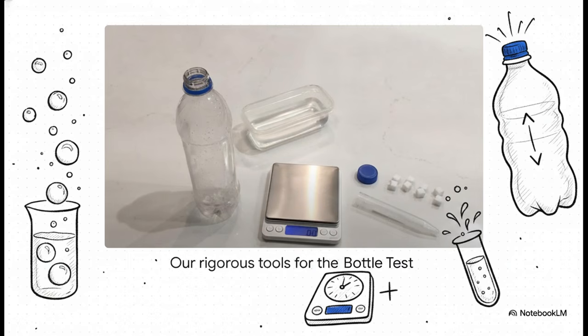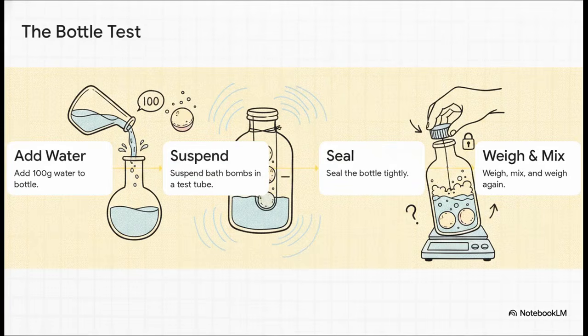Add in our dry bath bombs, some water, a little plastic test tube, and our digital scale, and we are ready to go. Setting this up takes a bit of precision. First, we carefully add exactly 100 grams of water to the bottle. But, and this is key, we cannot let the bath bombs touch the water yet. So we put the dry bombs into that little plastic test tube and suspend it inside the bottle. Screw the cap on as tight as it goes.